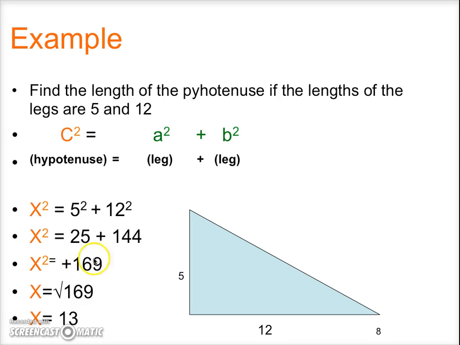But remember that 169 is not going to be the answer, because you cannot leave x squared, or basically c squared, equal to 169. To take off the squared of the x, you have to square root both sides of the equation. Now, when you square root x squared, it automatically eliminates the square, and when you square root 169, it equals 13. And so the answer of x squared equals 5 squared plus 12 squared is x equals 13.